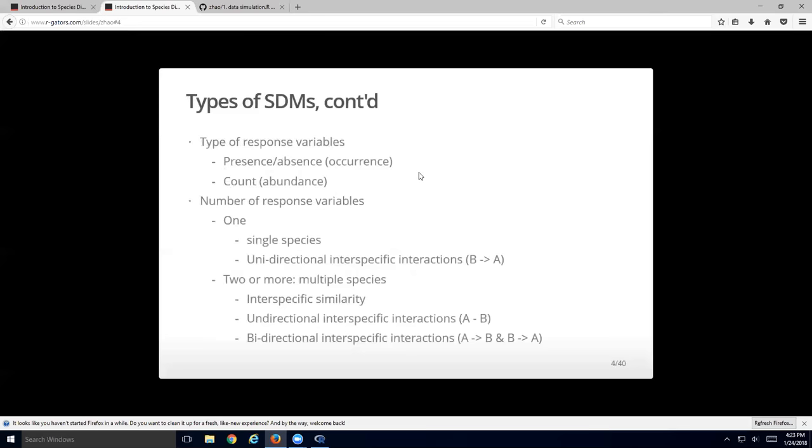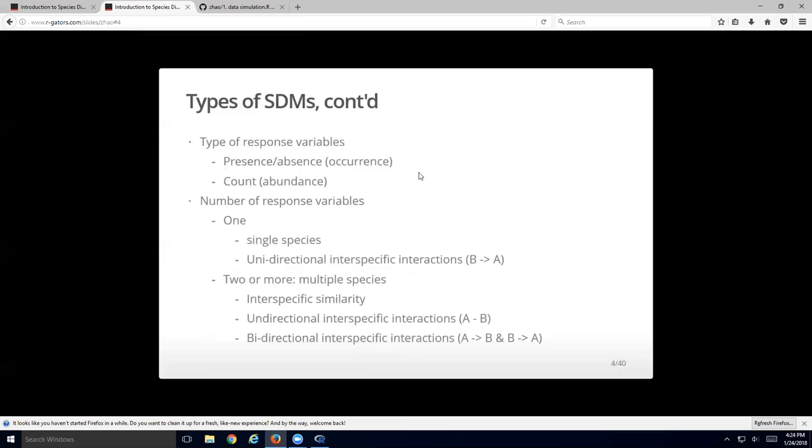So in that case, you have multiple species, but you can only look at unidirectional interspecific interactions, such as how species B influences species A. But in that case, you won't be able to look at how A influences B. And there are also models with two or more response variables, and obviously that's a situation where you look at multiple species, and depending on the model, you can look at interspecific similarity, but you can also look at unidirectional interspecific interactions.